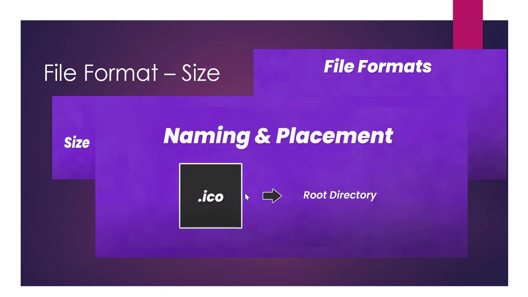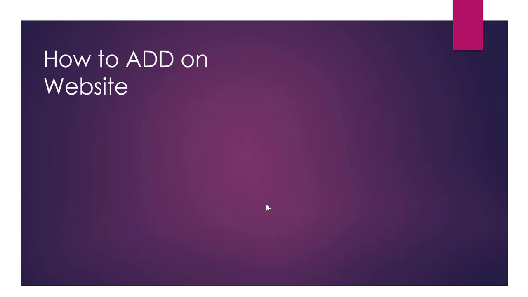And naming and placement. The Favicon is named favicon.ico, and it will be placed in the root directory of a website. If you use any platform like Shopify, Magento, and any other script-based application, you will have to put it in the root directory folder.